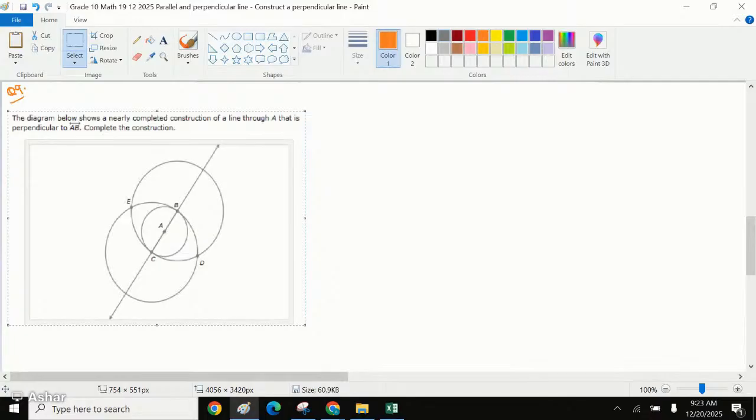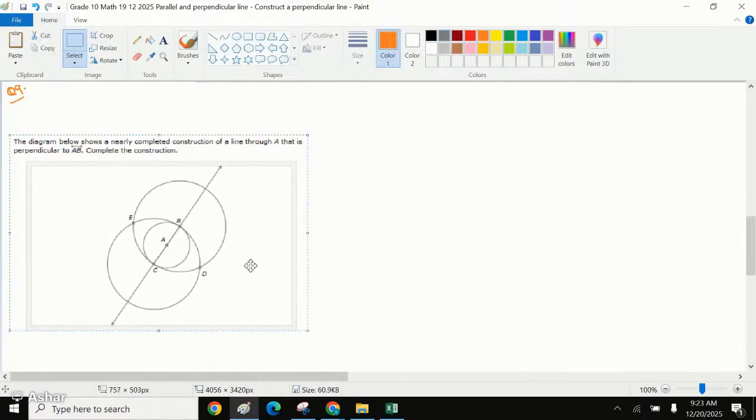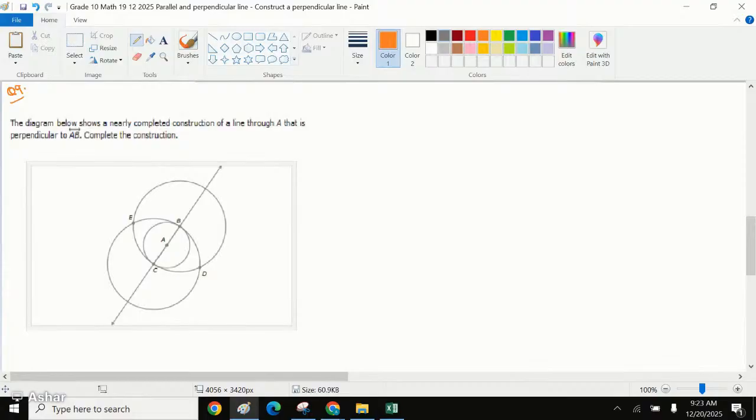This is given to us, and this is a statement that we have. We can say that the diagram shows a nearly completed construction of a line passing through the point A. Let's label the points first. This is point A. This was point B. This is point C. This is point D. And this is point E we have, right? I'm just highlighting so that it's more visible to you and you can see what we are doing.